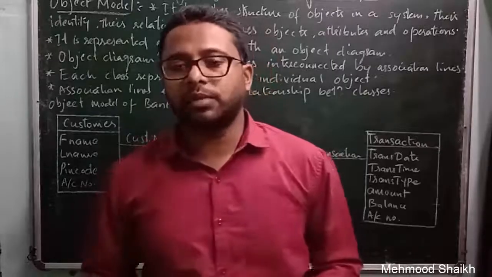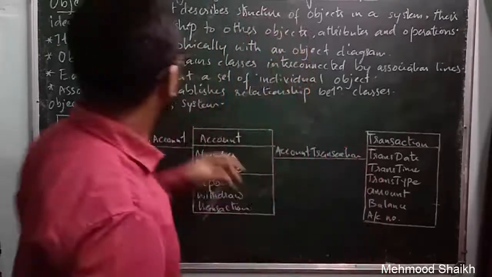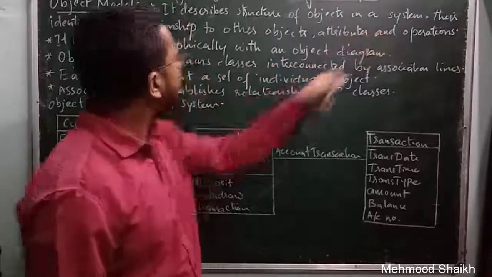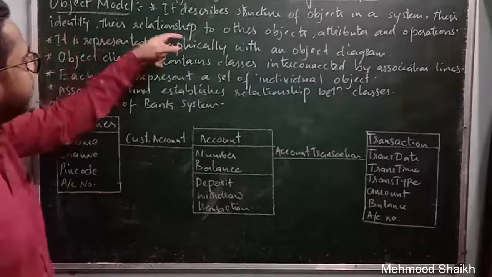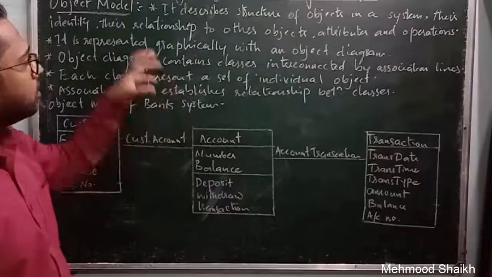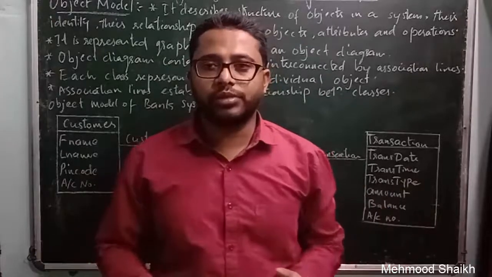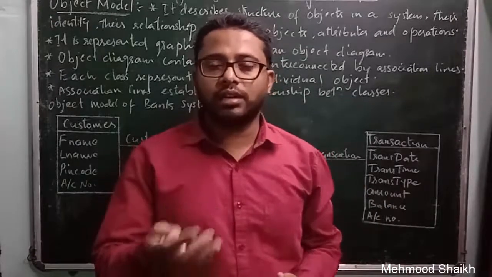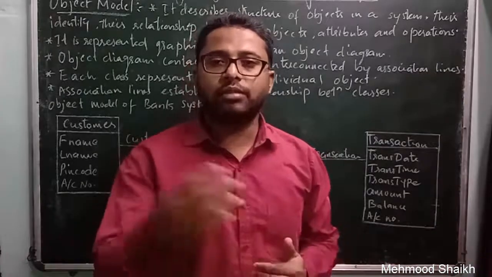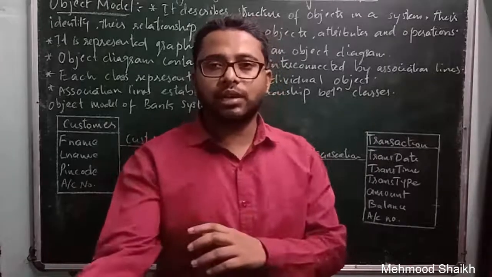Now we will see one of the types of object modeling technique, and that is the object model. This object model describes the structure of objects in a system, their identity, their relationship to other objects, attributes and operations. So the object model describes the entire structure of an object: what is the name of the object, what are its attributes, and how this object is connected or related with other objects, what is the relationship between this object and the other object.